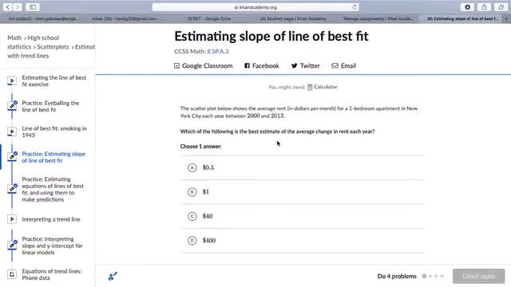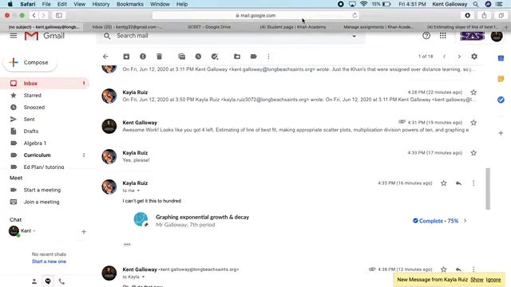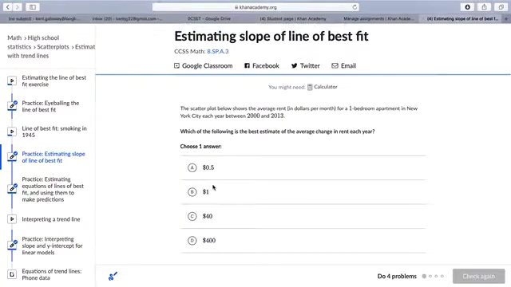Okay, so we have estimating line of best fit. This is slope of line of best fit. Let me make sure that was the one that was on there. Estimating line of best fit, that's right.